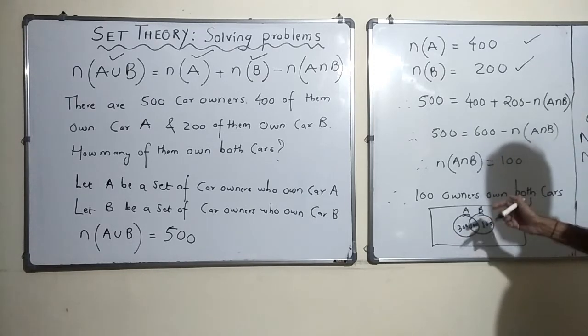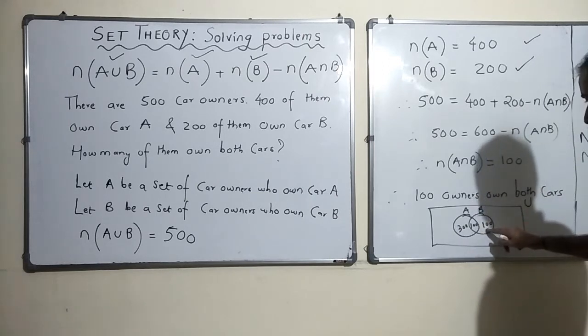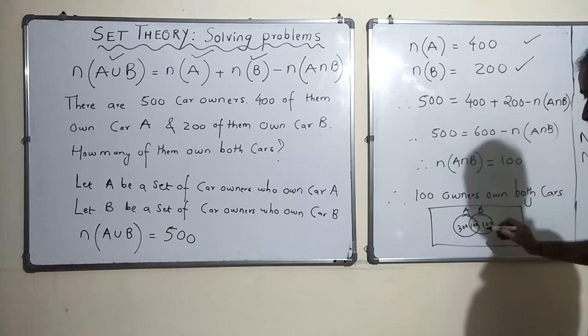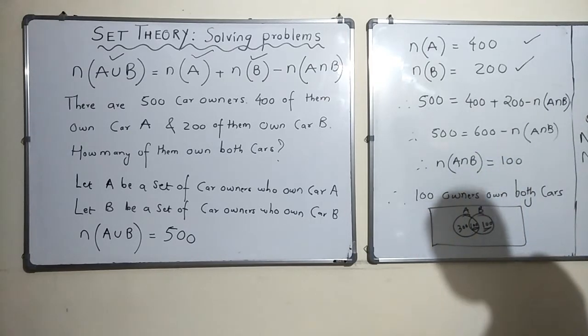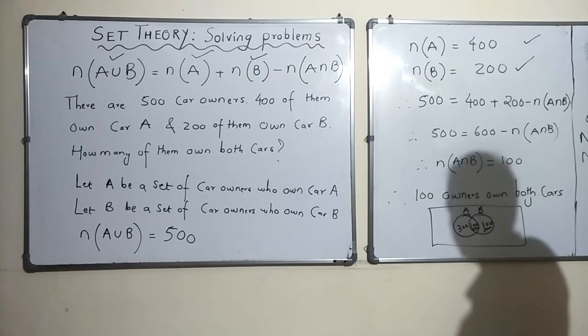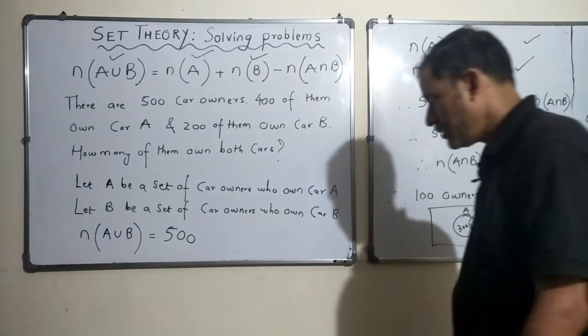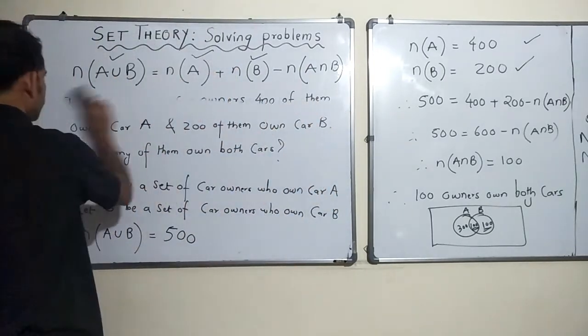How many car owners just own one car, that is car B, and nothing more than that, just car B? They are 100 people, correct. And how many people own both the cars, that is this 100, right. So I hope you understood this, and think about it, it should be pretty easy. All right, so we use the formula to solve this. Let's move on to our next problem.